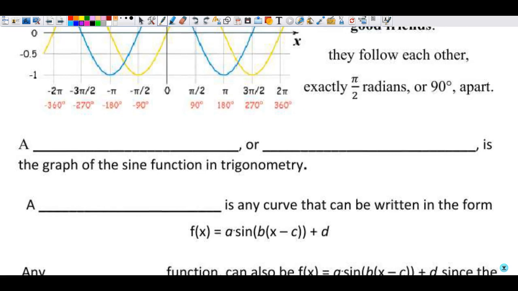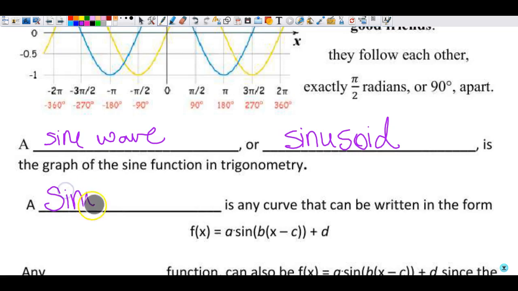So other words for these graphs, we can have what is called a sine wave. Oh, again, you have to excuse this crazy handwriting when I try and write these lines. Or sinusoid. Okay, a sine wave or sinusoid is the graph of a sine function in trigonometry.